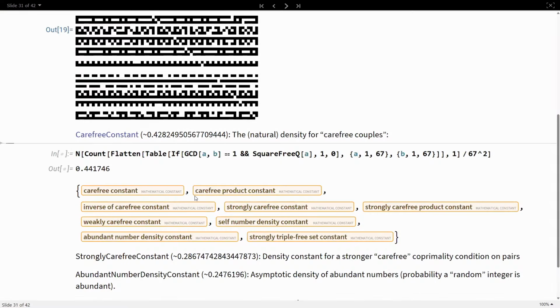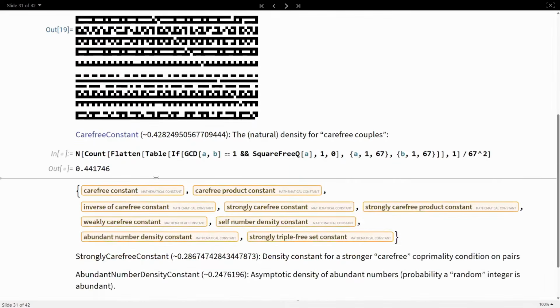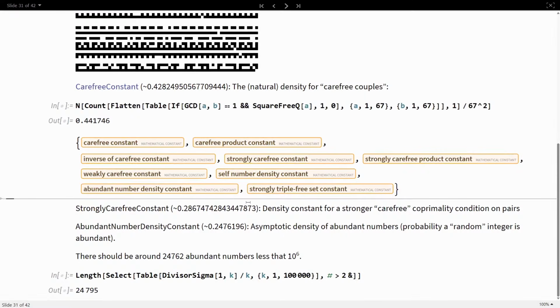And we can change how these are defined. Like, what if they're both square free? Or what if either is square free? We get various different ways of representing the carefree constant. For example, the strongly carefree one and so on.